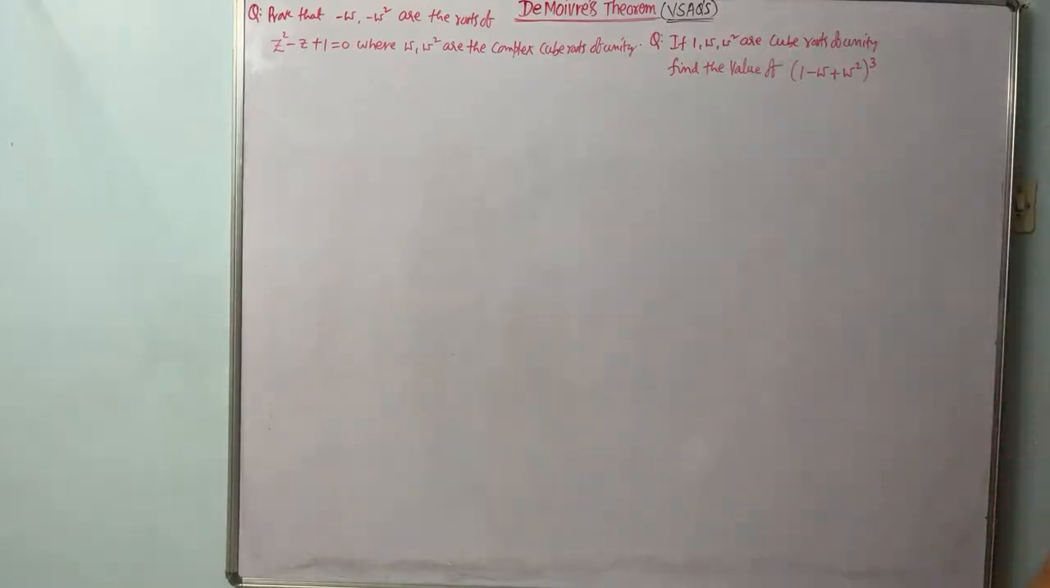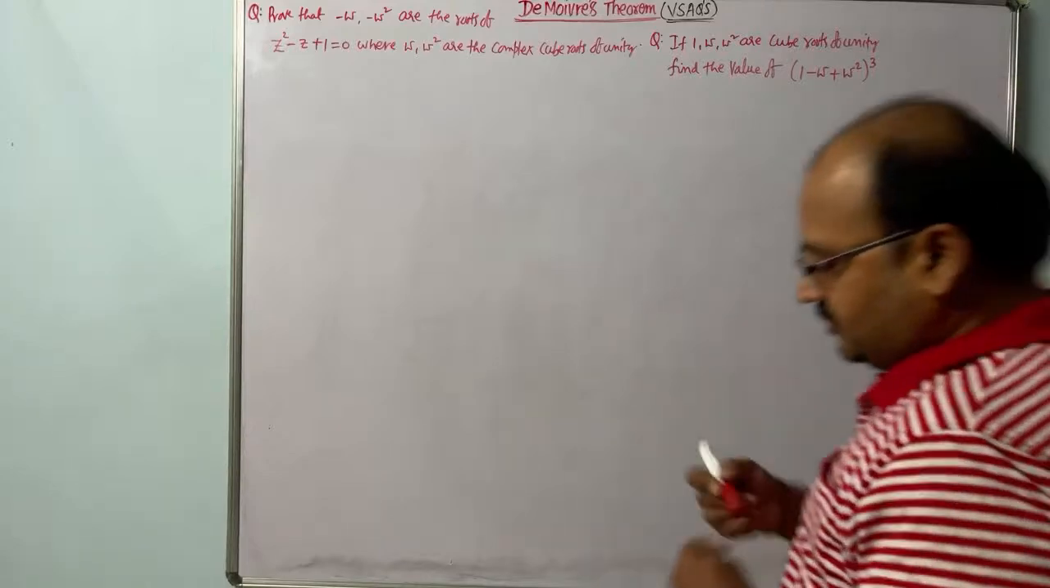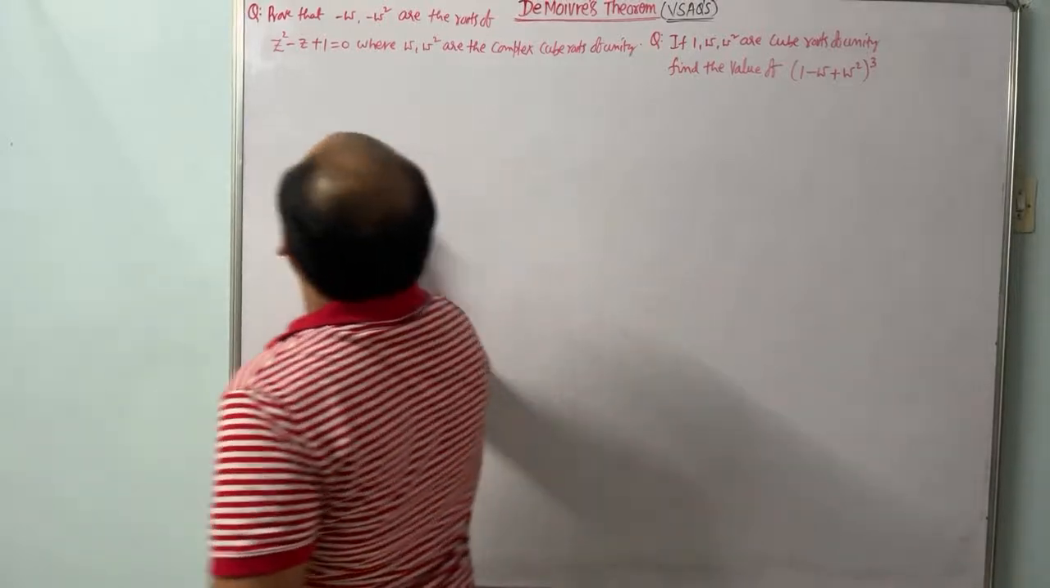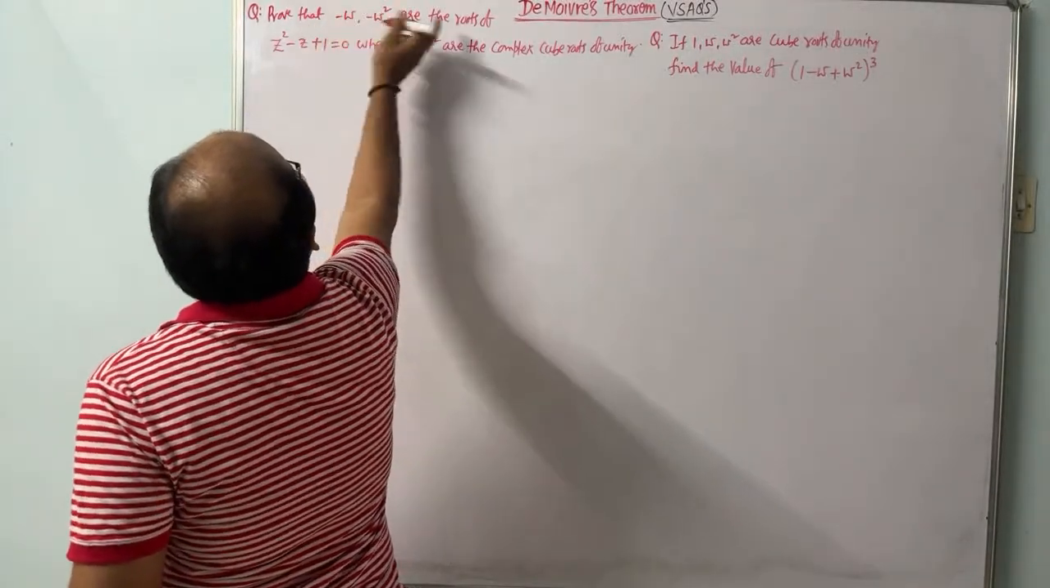So these are the questions, dear students. And at last, 2-3 questions I will explain from complex numbers also. Why? Because in complex numbers I have left some questions, 2-3 questions, so that I will cover here. Prove that these values are roots of this one.